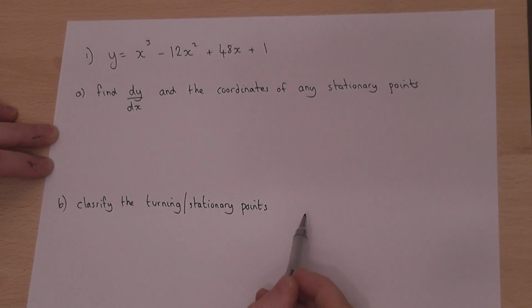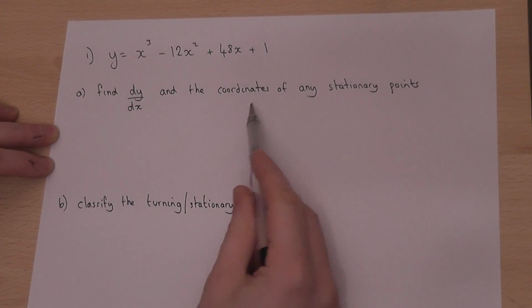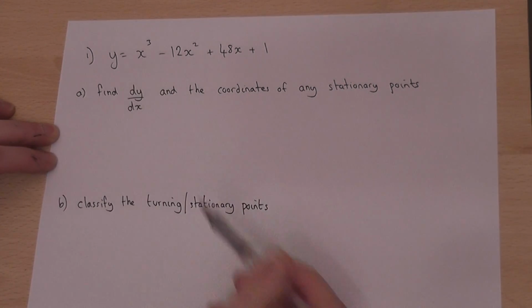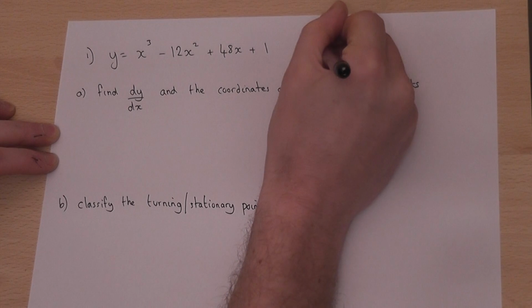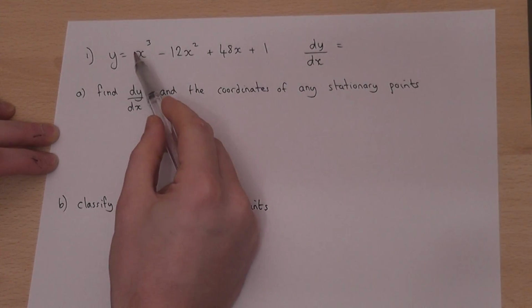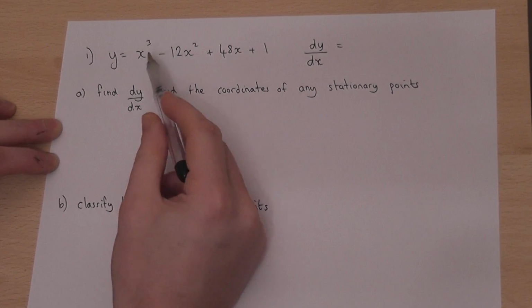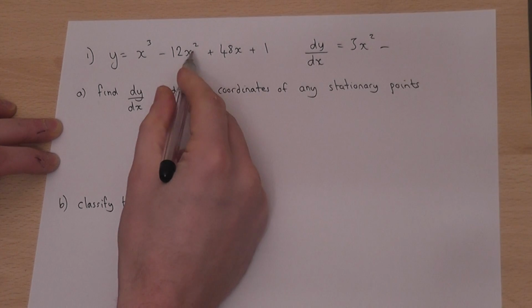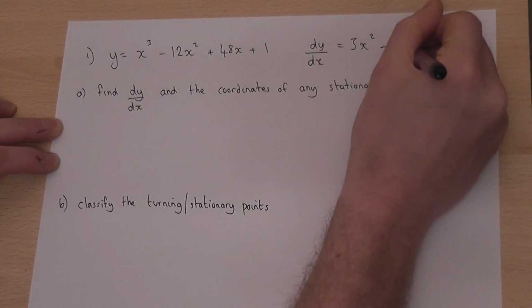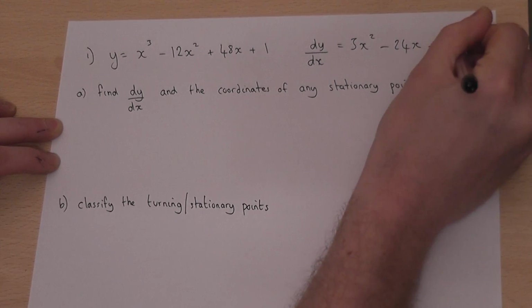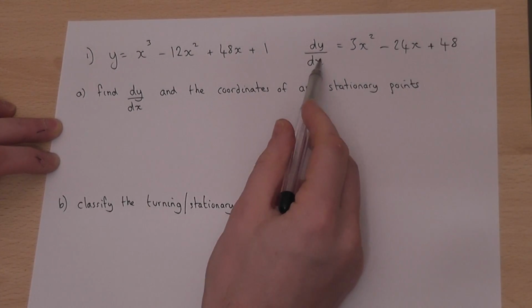This video reviews finding the coordinates of stationary points of a function. Now, if we differentiate this function, we get dy by dx equals, we times by the power and subtract 1 from the power. So this becomes 3x squared, take away 2 times 12 is 24x, and 48x just becomes 48. So that's dy by dx.